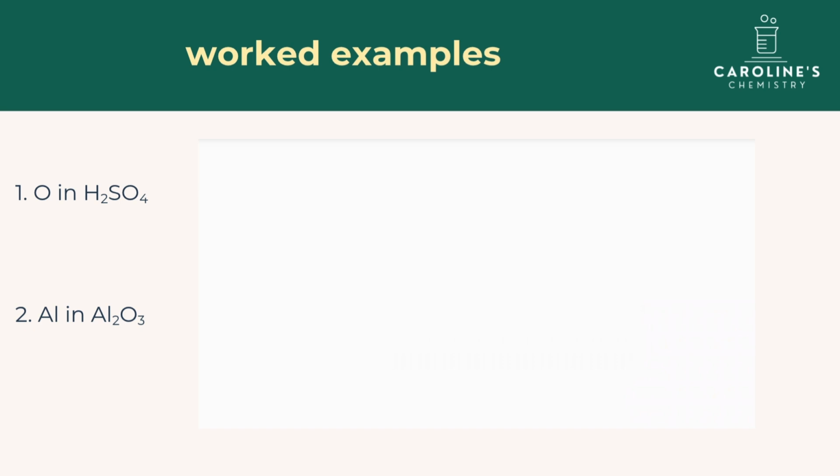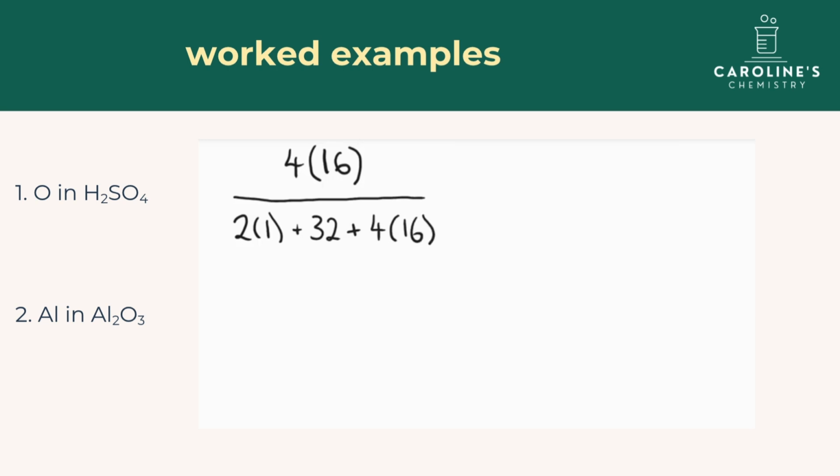Right, so we're starting off with how much oxygen we have. Oxygen is 16, that's off the periodic table. And we have 4 of those, so we're going to do 4 times 16. Divide that by the Mr of the entire thing. So there we have 2 hydrogens, so 2 times 1, plus the 32, the sulfur, 1 sulfur, plus the 4 oxygens, 4 times 16. This is a percentage, so we're going to times it all by 100.